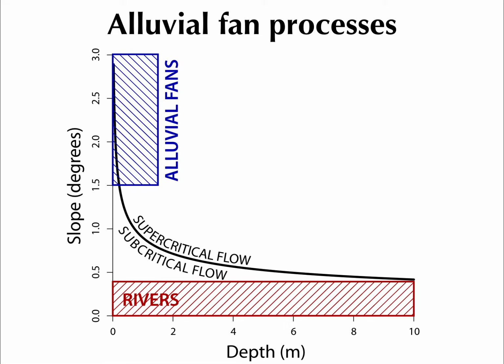And if you compare that to rivers, the slopes on rivers are generally very, very low, fractions of a degree. And rivers can also be quite deep. So this is the field for most rivers, and that lies entirely within the regime of subcritical flow. So generally, to add some notation to this, rivers are tranquil, and alluvial fans are generally rapid flow regimes.